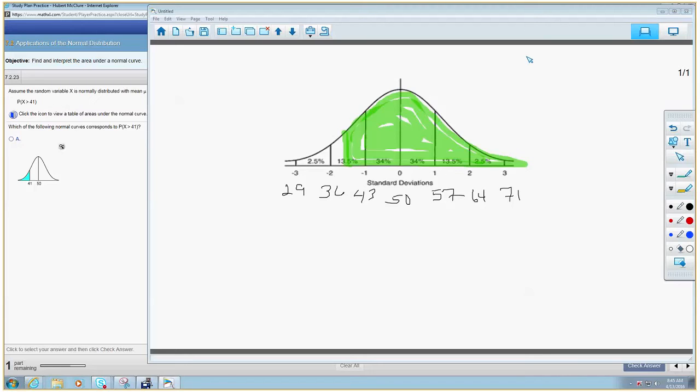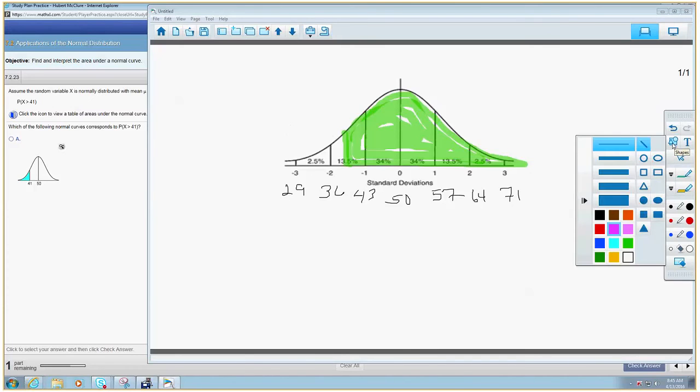What do we need to do? Just look up 41 in your Z table. Doesn't go with 41, does it? So what do you got to do? Okay, that's not rhetorical. I'm asking y'all to interact with me.